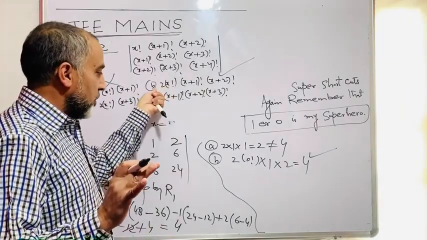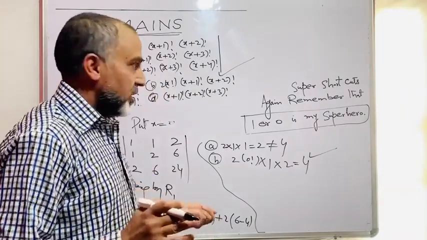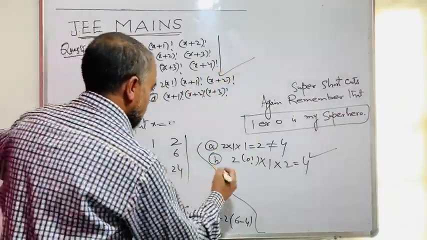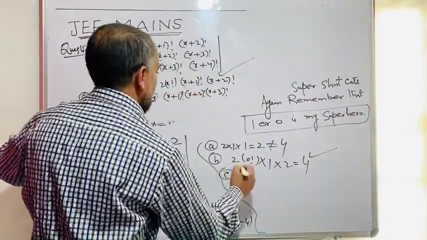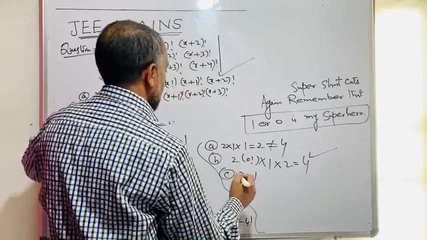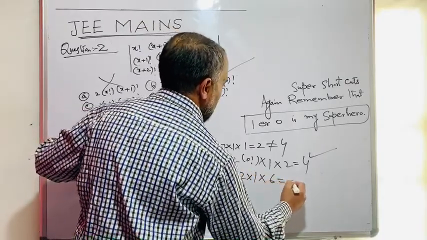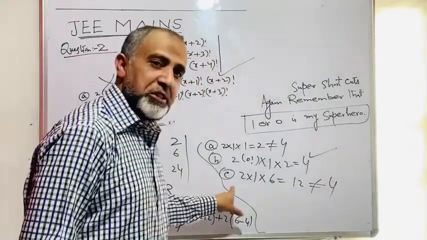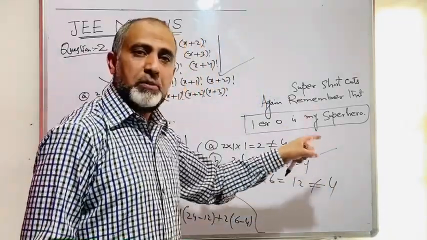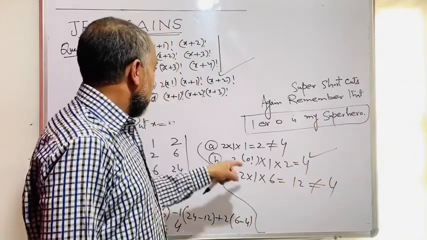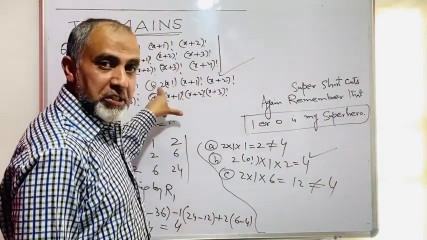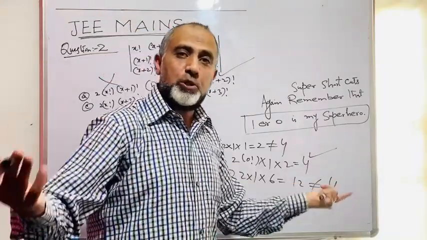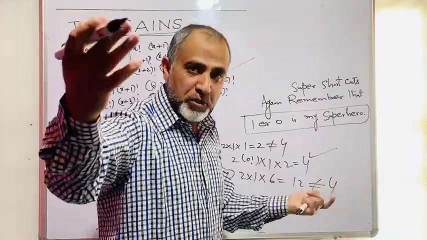You got b equal to 4 again, hence this is the correct answer. In a similar way, if you look at option c, 2 into 0 factorial, that's 1, 3 factorial, that is 3 plus 6, it is 12, and this is not equal to 4. In the same way, in d also you will see it does not come equal to 4, therefore b is the correct answer, and we have used 1 or 0 is my superhero.